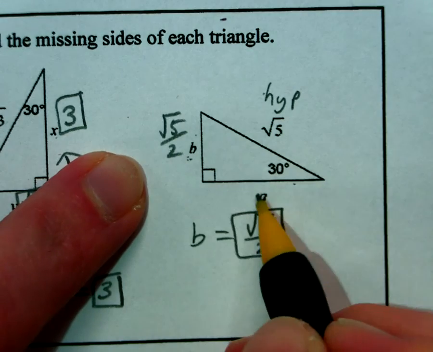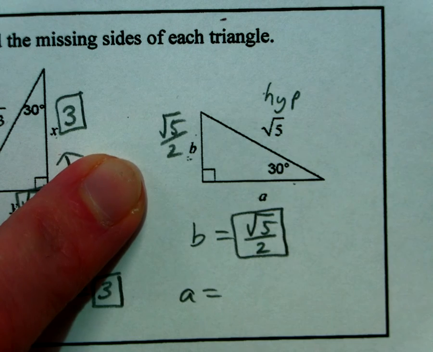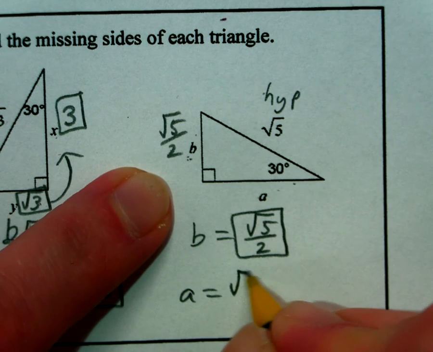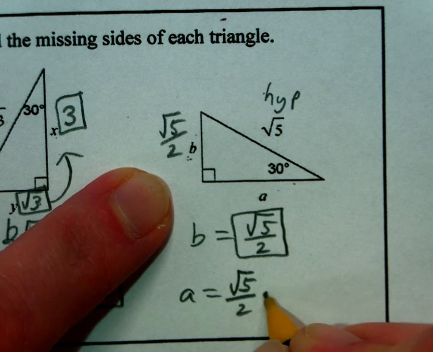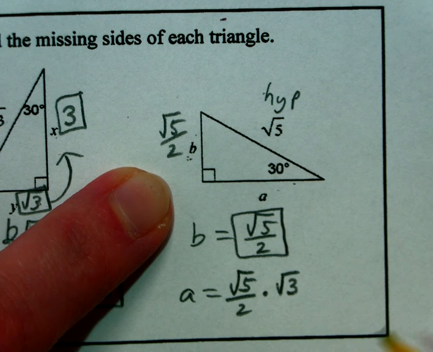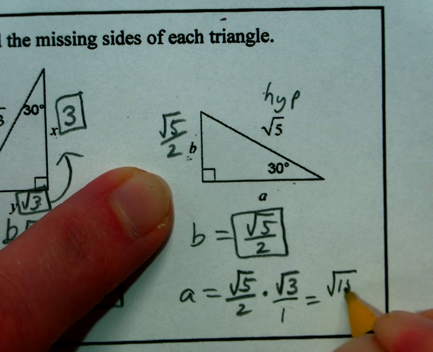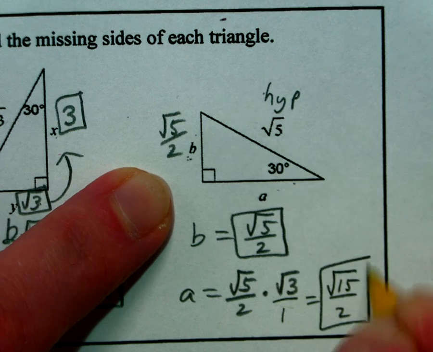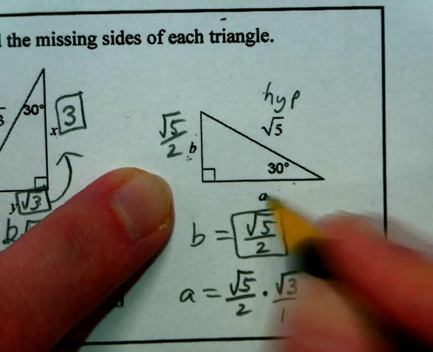And then to go from the short leg to the long leg, you always multiply by the square root of 3. So square root of 5 over 2 times the square root of 3. And make that into a fraction just to make this easy. And you get square root of 15 over 2 for this side.